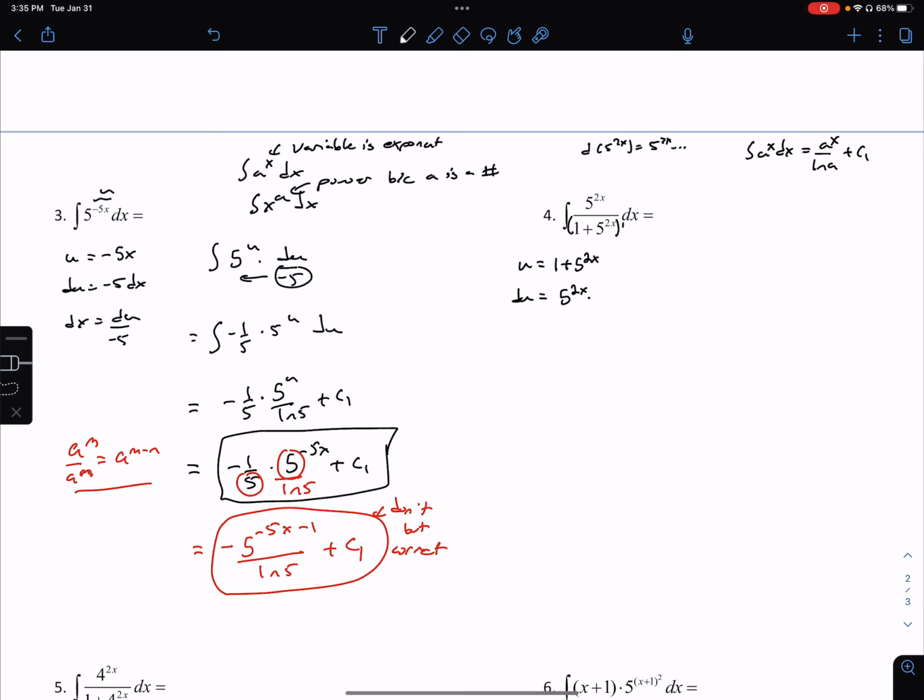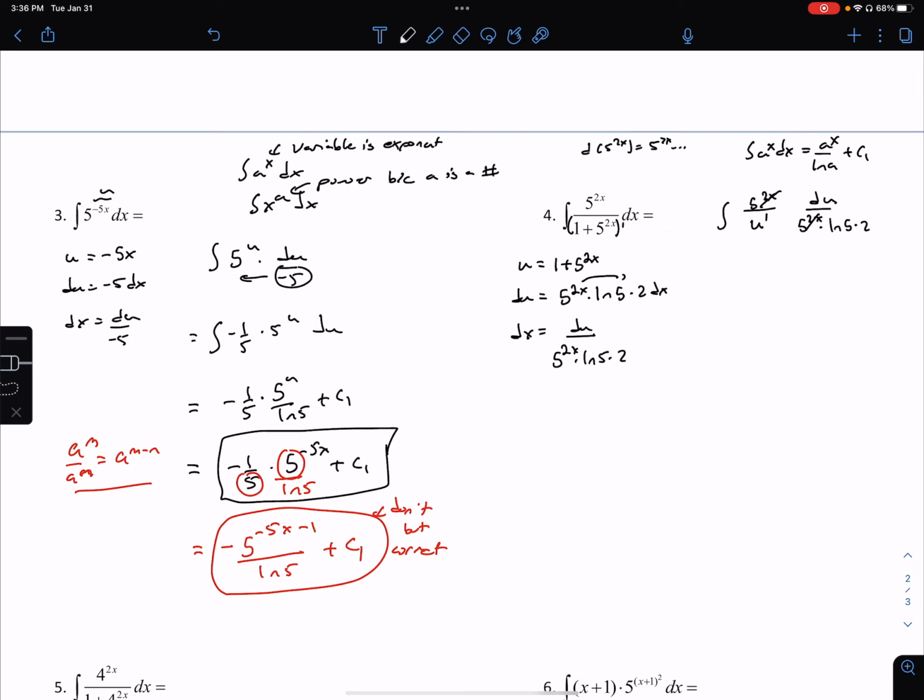Be very careful with the derivative. That becomes a natural log of 5 times 2. Don't forget that chain rule right there, dx. So we would get dx equals du over 5 to the 2x times the natural log of 5 times 2. Rewriting our integral, we get this 5 to the 2x over u. We're going to get du over, and that's the u to the 1. We'll talk about that in a second. 5 to the 2x times the natural log of 5 times 2.